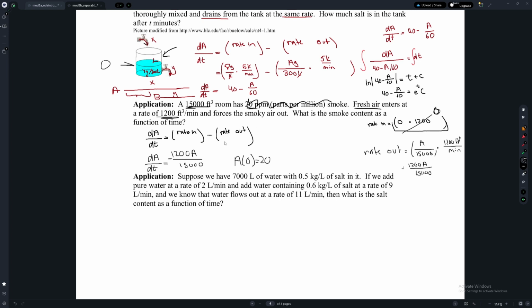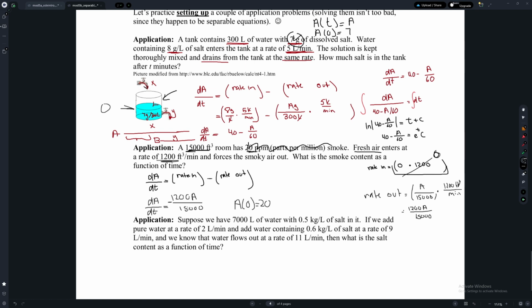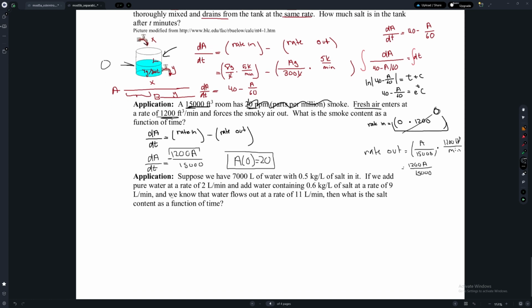We get that from here because it says initially at time 0, you have 20 parts per million of smoke. And so now you can go through what we did before, and you can forget this for now. You can isolate for your A. You only have to divide the 1200 by this, and you take your dt up here. You'll have 1 over 15,000 dt. Integrate both sides, sub this in to get your constant, and that's your integral.